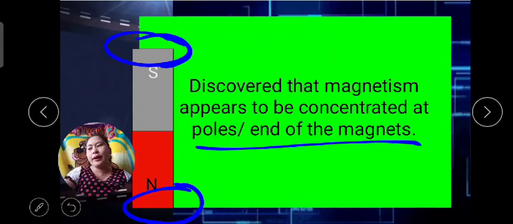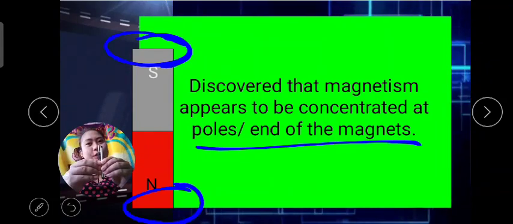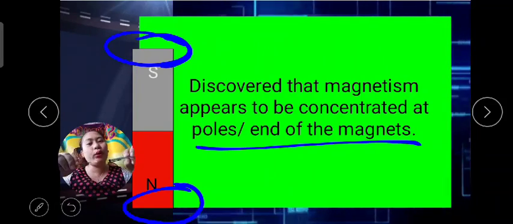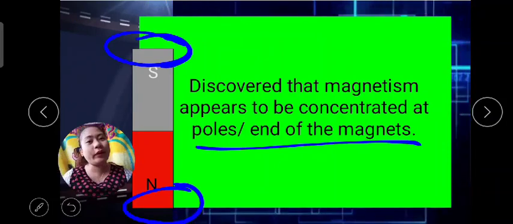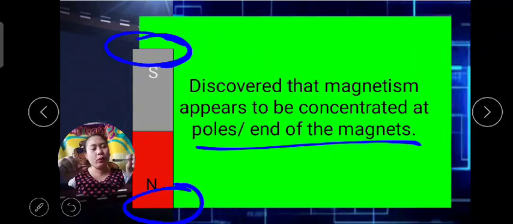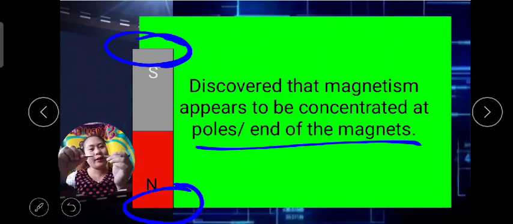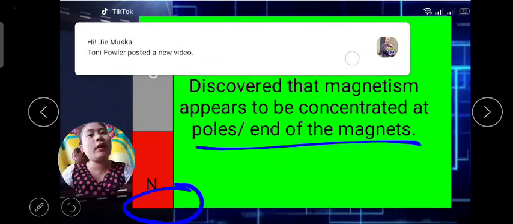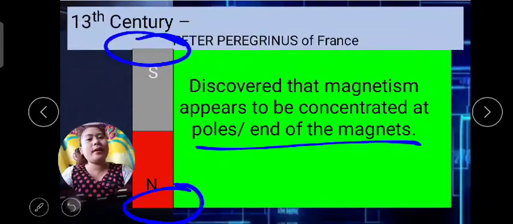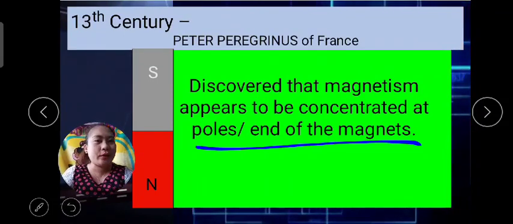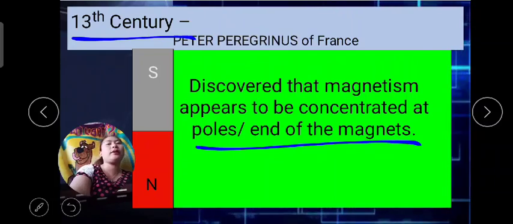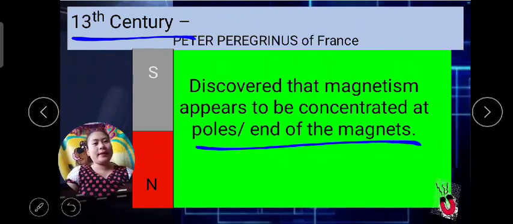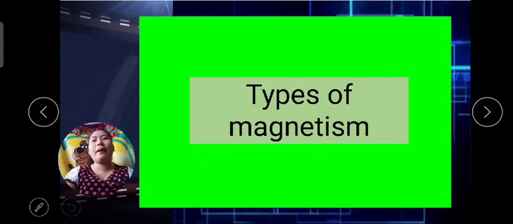Pero pag ganito, for example, mas mahina yung retentivity niya or mas mahina yung pull niya. Kasi nga, nasa dulo yung puwersa ng magnetism. That is only applicable if unlike charges, okay, pag north and south. Kasi pag south and south, the tendency they will be separated, they will be repelled with each other. So, sino kayang nakadiscover nito? It was discovered by Peter Peregrinus of France in 13th century. So, he is the one who discovered that magnetism appears to be concentrated at poles or at the end of the magnets.